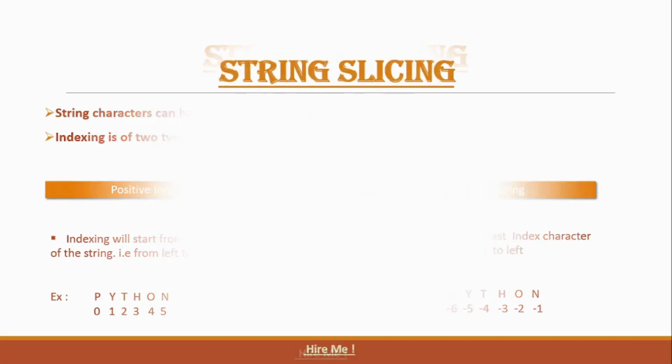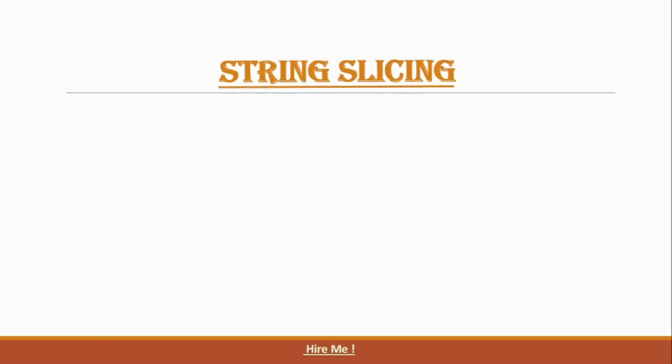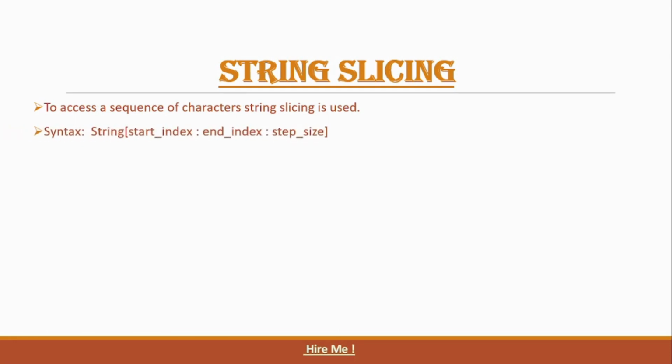Moving to our next slide. Now let's understand what is string slicing. String slicing is used whenever we want to access a sequence of characters in a particular string. So here is the syntax of string slicing. Here the string represents the variable name on which you will be performing the slicing. In the square brackets, you have three elements to be passed. The very first is the start index. Second, after the colon, is the end index, and the third one is your step size. The colon here is also known as the slicing operator.